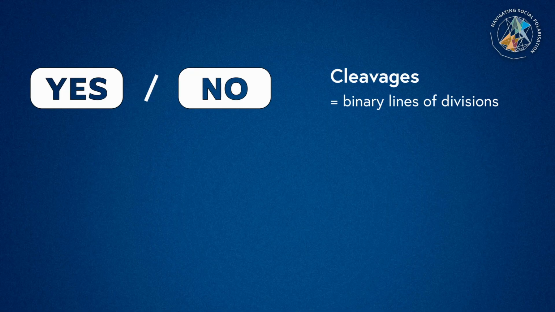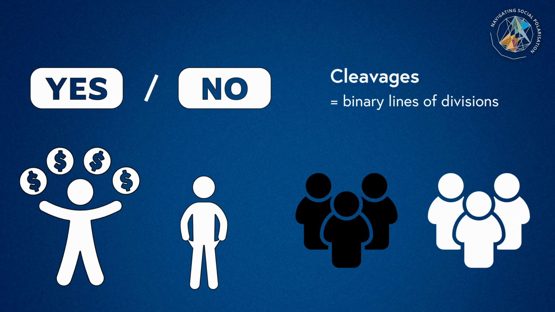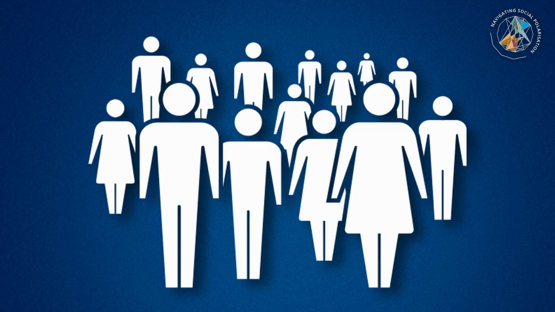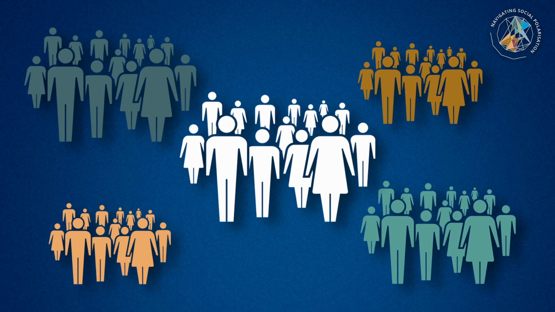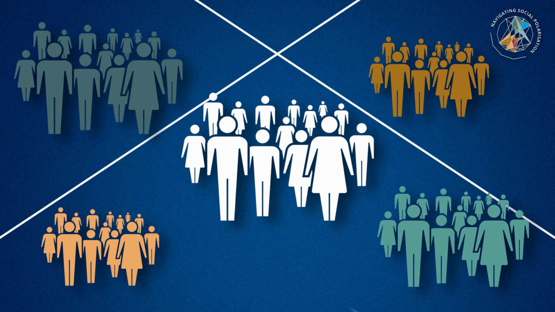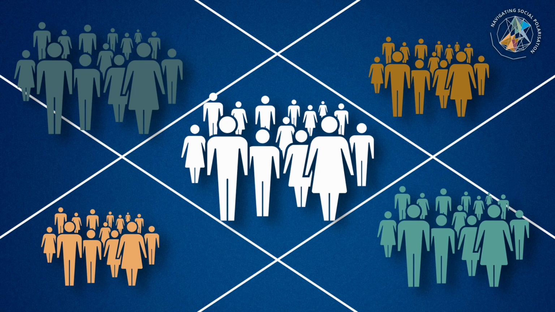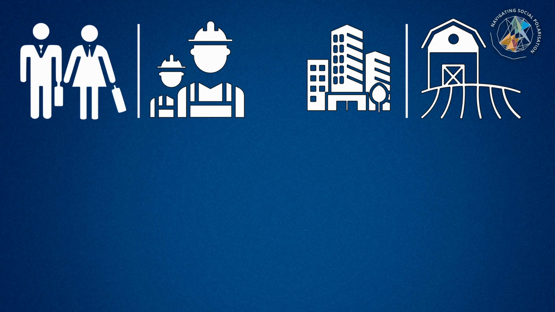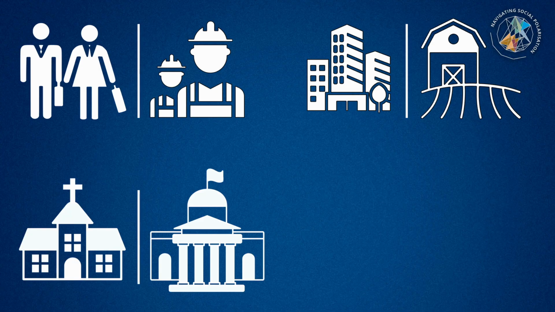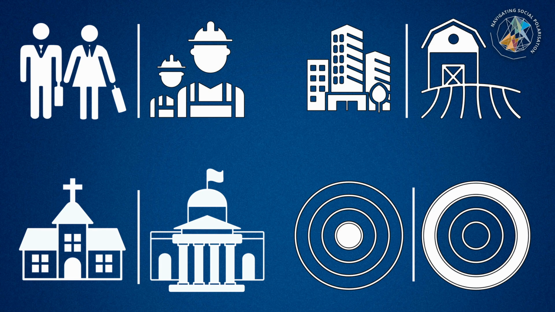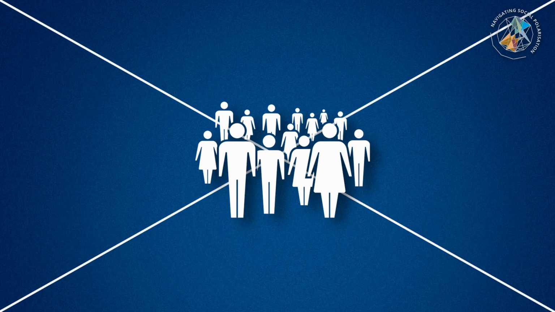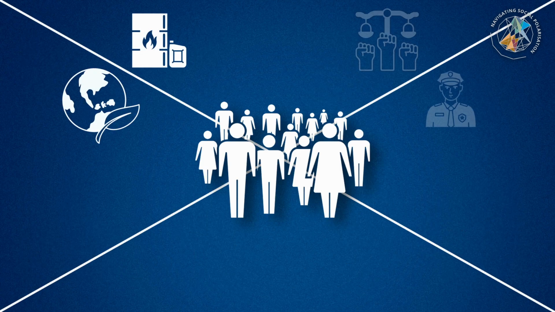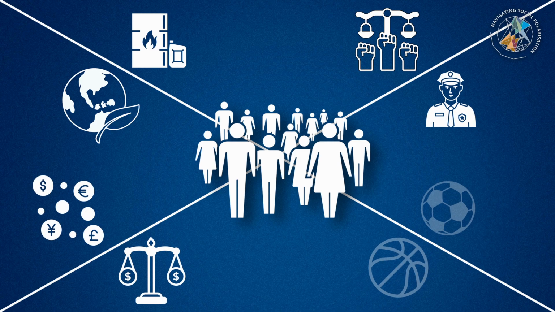Cleavages can be defined as binary lines of divisions. Yes versus no, rich versus poor, black versus white, and more. When we broaden our scope to societies, cleavages reflect societal and cultural lines that divide citizens within a society into groups with different interests. Traditional cleavages include owners versus workers, urban versus rural, church versus state, center versus periphery. Other cleavages might relate to the environment, individual rights, economy, sport.